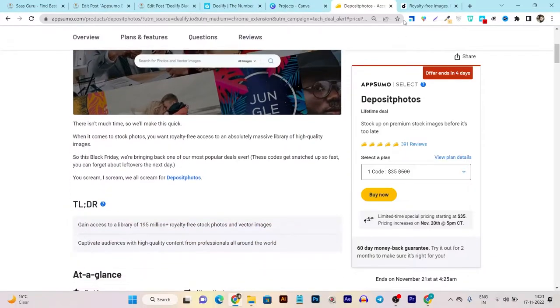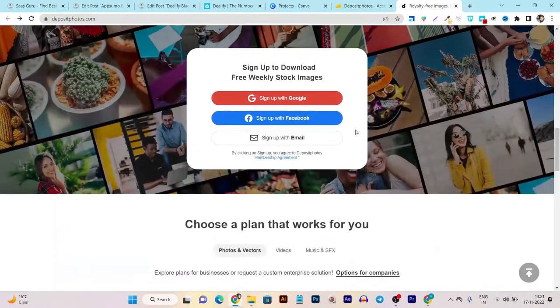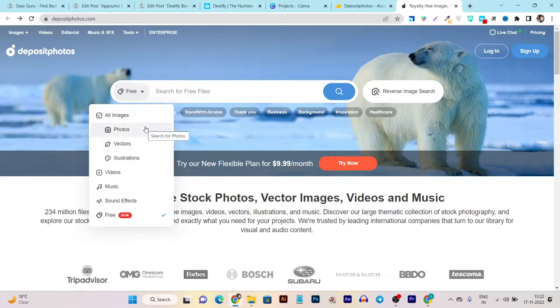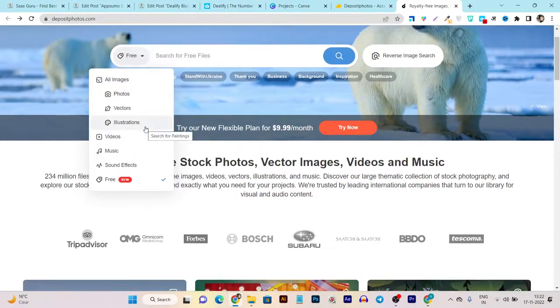So if you don't know, DepositPhotos is a huge library of stock images, videos, sound effects, music and tons of other things that you can get with a commercial license and use anywhere you want. So if you are a blogger or online business marketer, then you know how copyright-free stock images, videos, music and sound effects are very essential components and assets in our content.